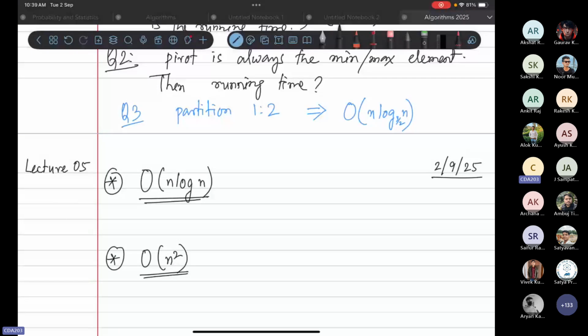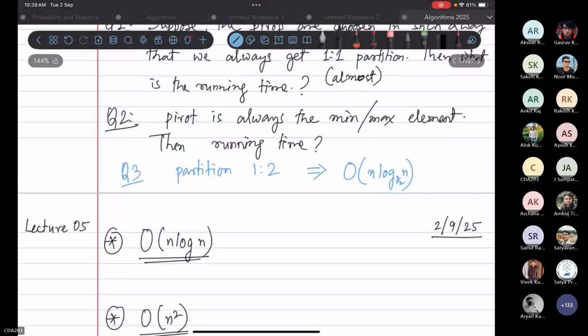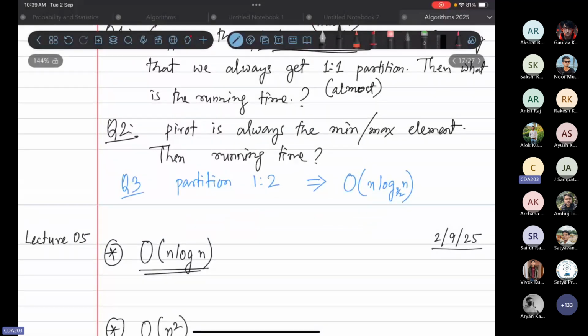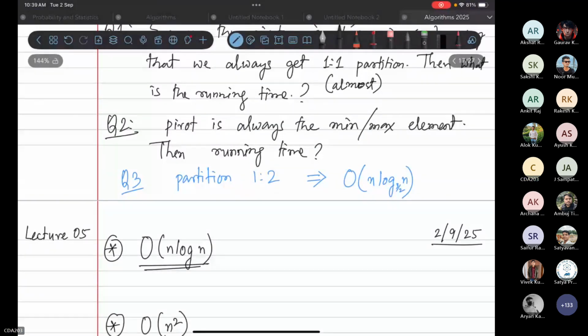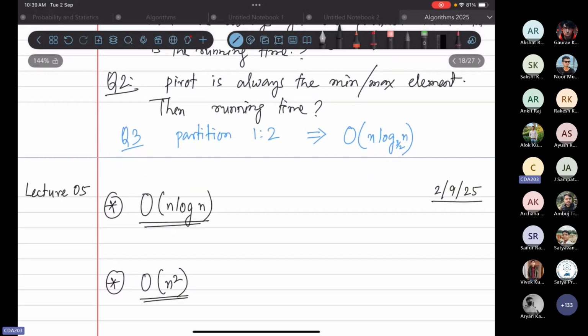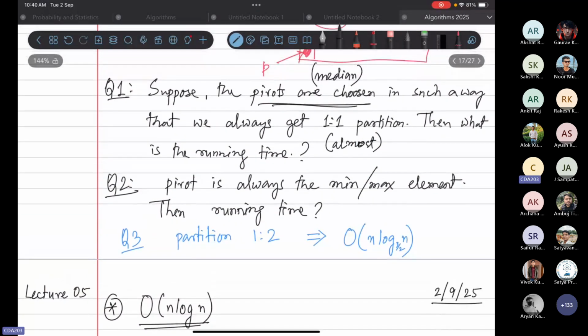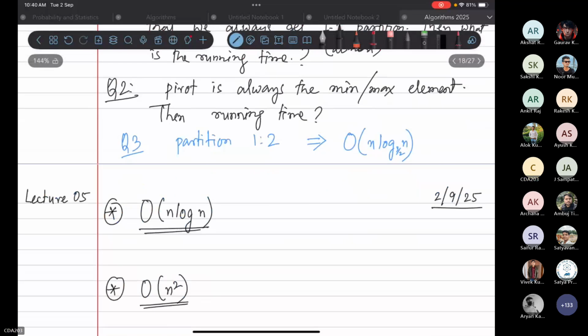Merge sort is n log n, okay, fine. But in quick sort, what type of partition will help me in getting n log n running time? It's 1 is to 1 is fine, 1 is to 2 is okay, then 1 is to 3 also fine, then x is to y, any kind of partition, no, that's also not true. Okay, so let's generalize this question number 2 here.